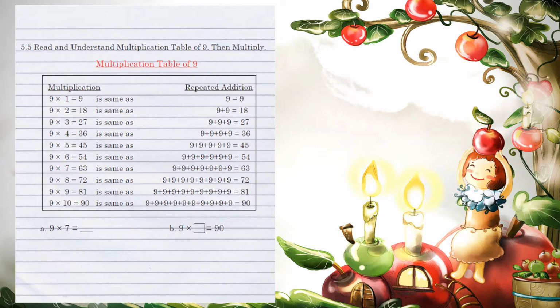Let's look at example A. 9 times 7. I could sit here and add together 9 7 times. I could also use my pattern here, 9, 18, 27. Eventually, when you do that, you're going to get an answer of 63.